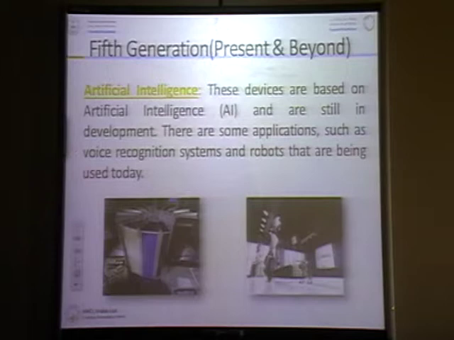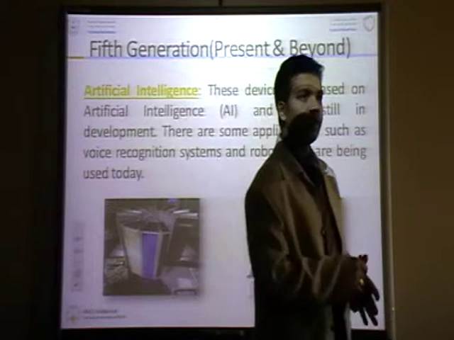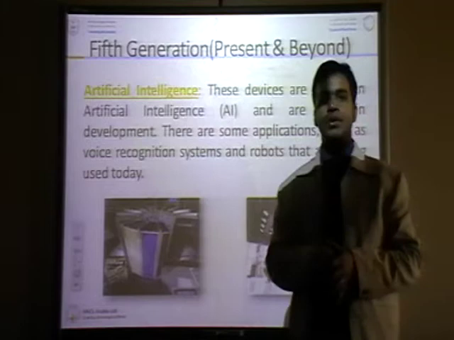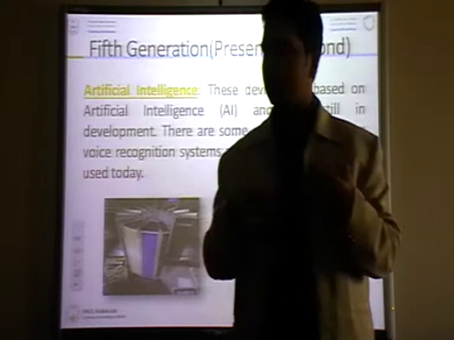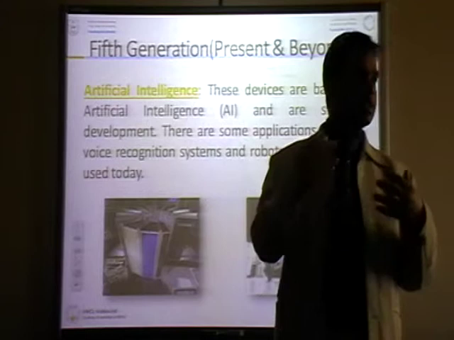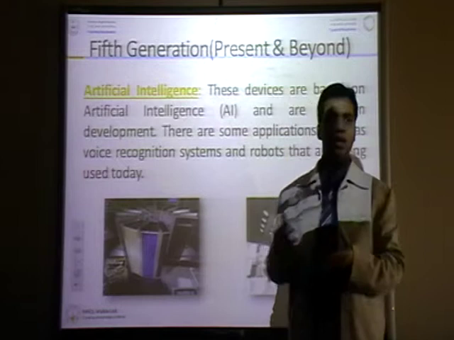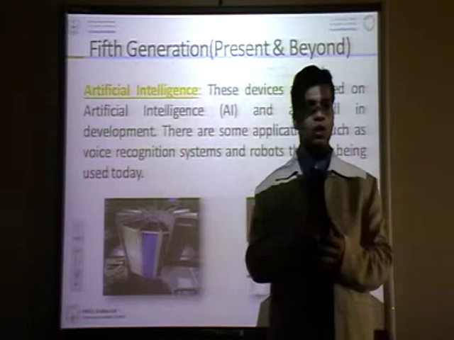Artificial intelligence. Fifth generation. Now, present and beyond. This computer uses artificial intelligence. Artificial intelligence means like we can think what is good, what is bad. So the computer is using some brain. The computer is thinking by itself. It thinks and it works. That is artificial intelligence.